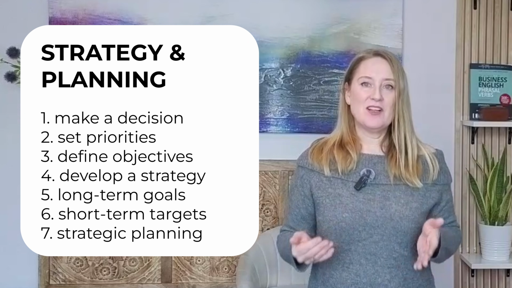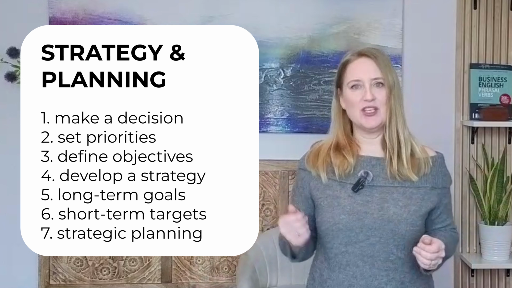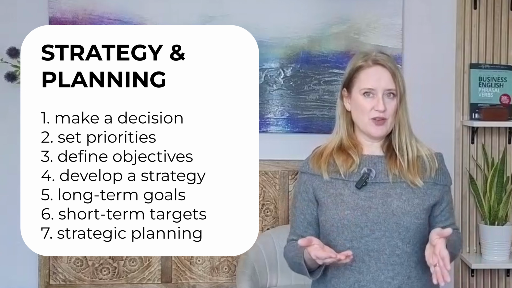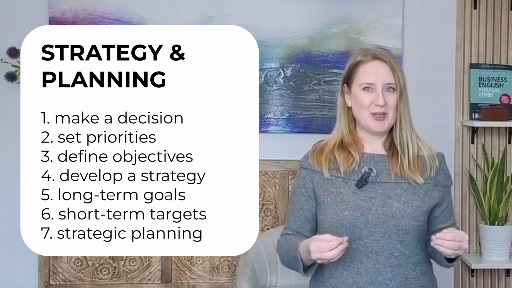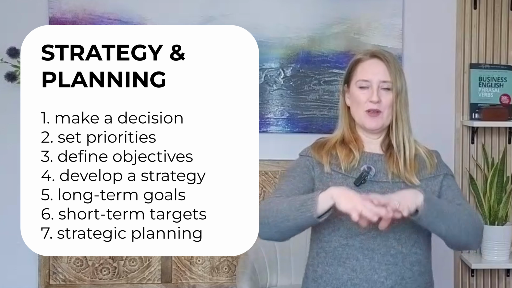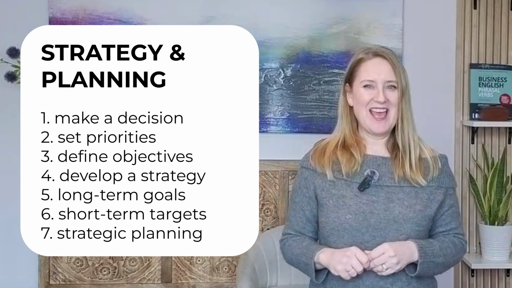Next one here is develop a strategy. Now, develop. Strategy. But we don't do a strategy. We don't make a strategy. We develop a strategy. This means we're going to make it grow, make it from nothing. We're going to build something and develop a strategy. This is the collocation, not make and not do.